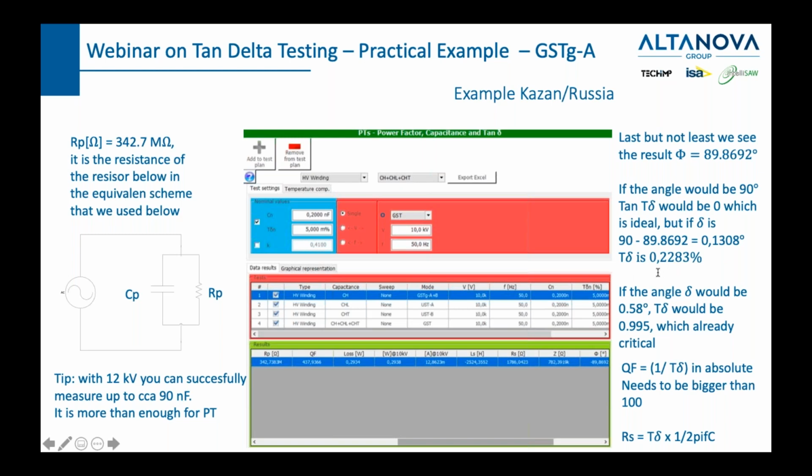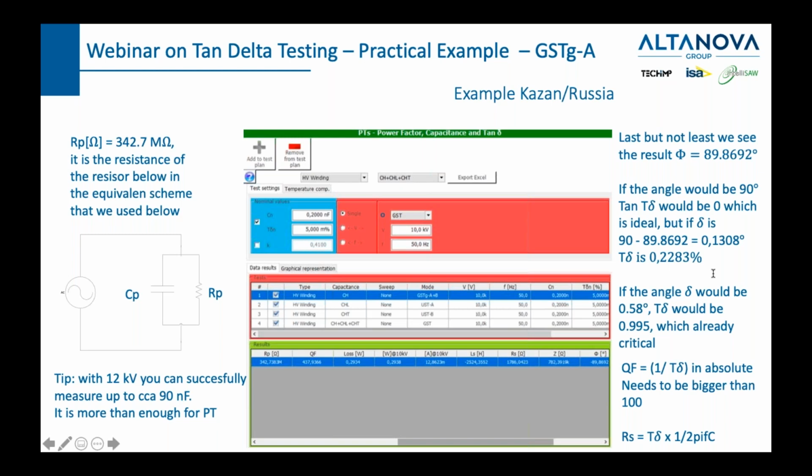Mr. Haider, what are tip up and tip down tests? The tip up test is when you go from, let's say, 0.2 to 0.5 to 0.7 to 0.9 to 1.1% of nominal voltage. And the tip down test is the same thing, but going down: 1.1, 0.9, 0.7, 0.5, 0.2.